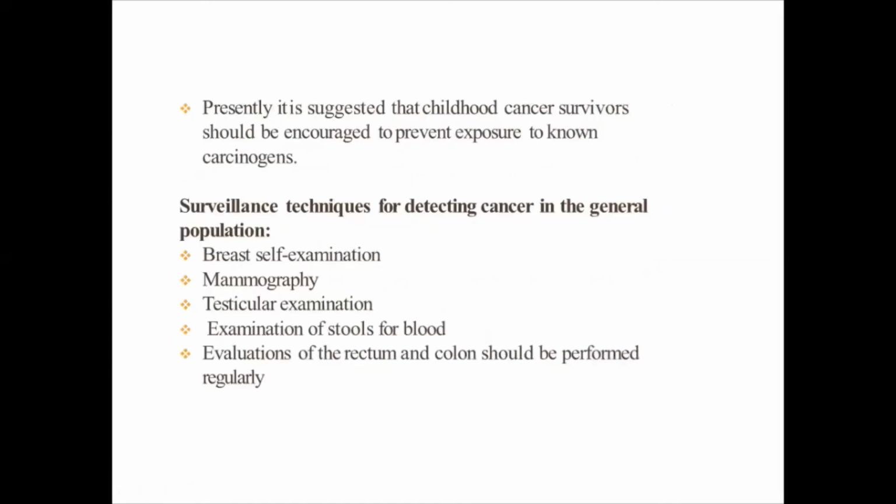So presently, it is suggested that childhood cancer survivors should be encouraged to prevent exposure to known carcinogens such as tobacco, limit exposure to alcohol, and, as I said, sun protection, reduced fat intake, and maximal intake of fruit and vegetables. So what are the surveillance techniques for detecting cancers in the general population? Breast self-examination, mammography, testicular examination, examination of stools for blood, and evaluation of the rectum and colon should be performed regularly.